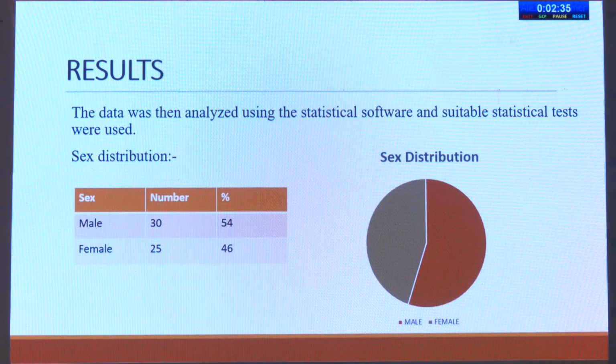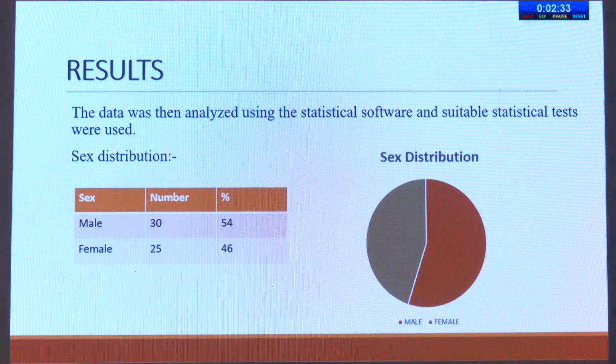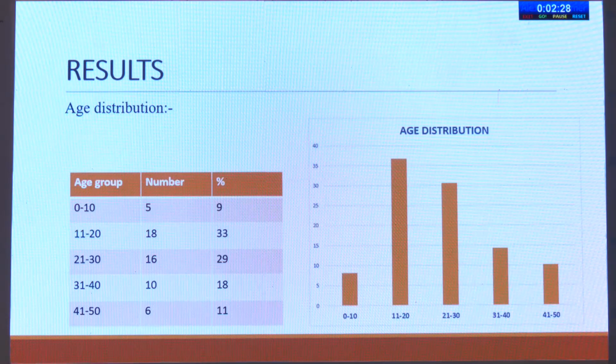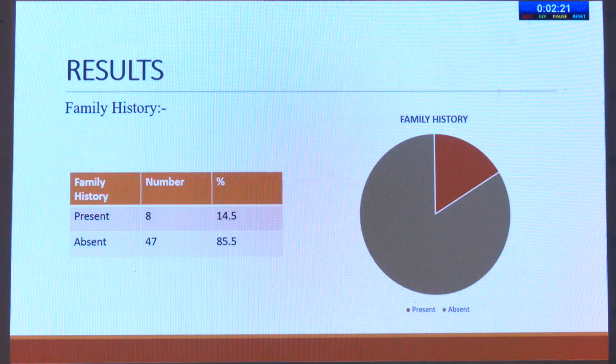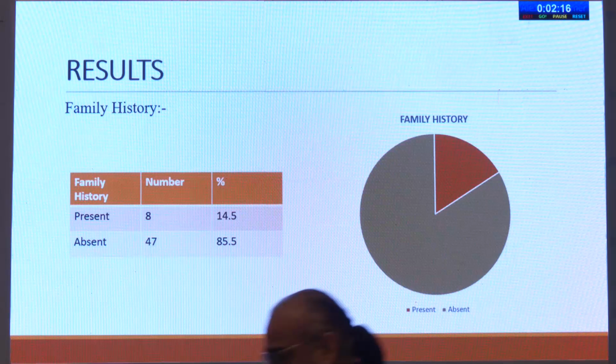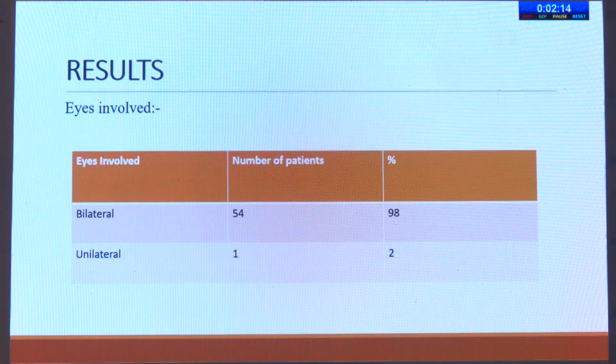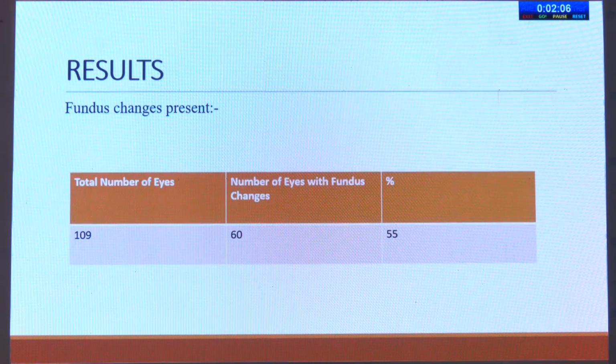The results include the sex distribution: a majority were males with 54% and females 46%. Age distribution: the main age group was between 11 to 20 years, the highest with 33%. Family history was present in 14.5% and absent in 85.5%. Eyes involved: the majority was bilateral with 98% and unilateral in only a single case. Fundus findings: fundus changes were present in 55% of cases.